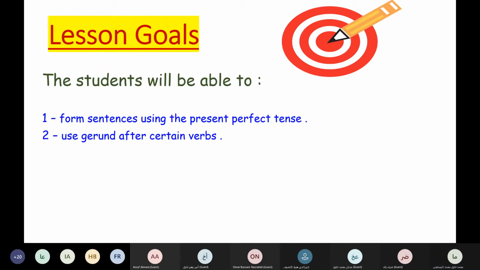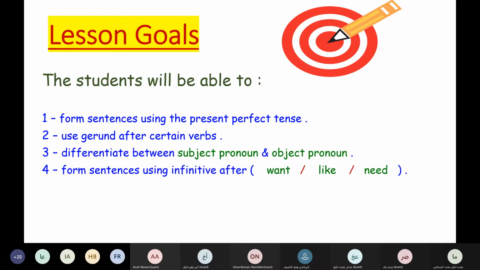Can I start? Yes, Anwar. Listen, girls. The students will be able to: 1. Form sentences using the present perfect tense. 2. Use gerund after certain verbs. 3. Differentiate between subject pronoun and object pronoun. 4. Form sentences using infinitive after want, like, need. 5. Use two-word verbs as imperative. Good.